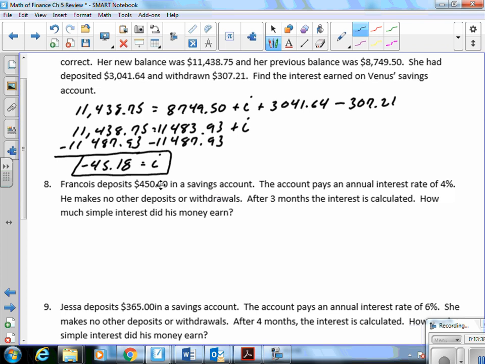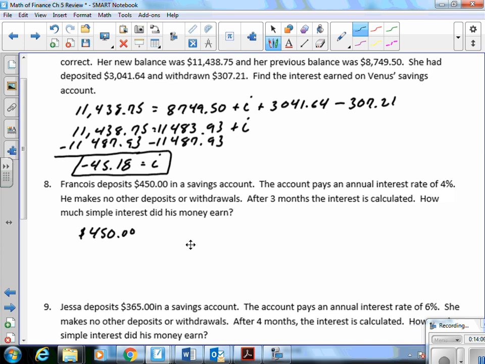Francois deposits $450 in a savings account. The account pays an annual interest rate of 4%. He makes no other deposits or withdrawals. After 3 months, the interest is calculated. How much simple interest did his money earn? So I'm going to start with the $450. That's what he deposited.